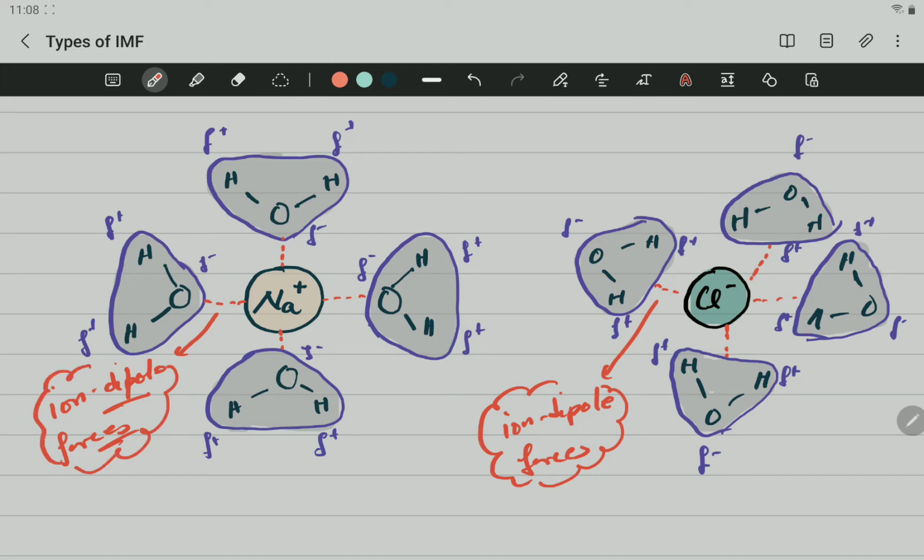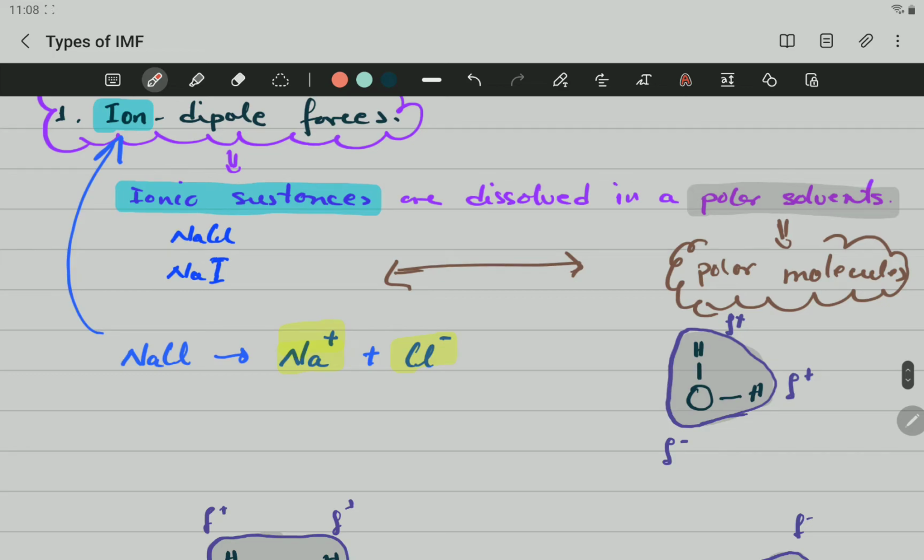It will happen generally where an ionic substance like sodium chloride will dissolve in a polar solvent. We're talking about polar molecules here, like for example water. It could be any polar molecule. So in order for you to identify the type of the intermolecular forces, the first thing you have to do is to identify if the molecule is polar or non-polar.